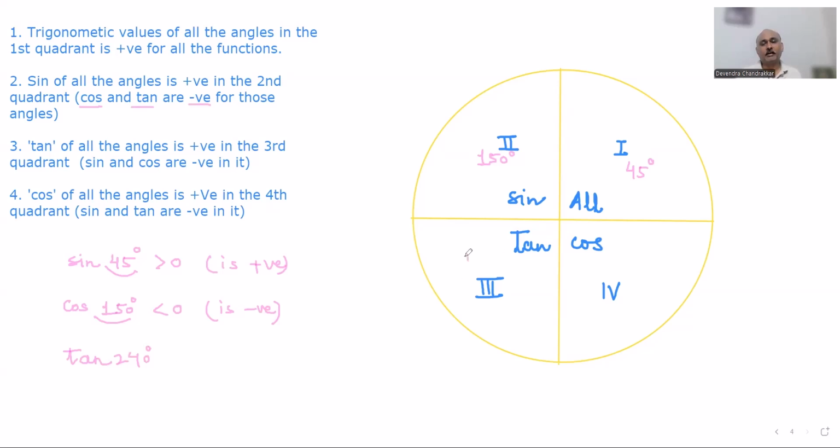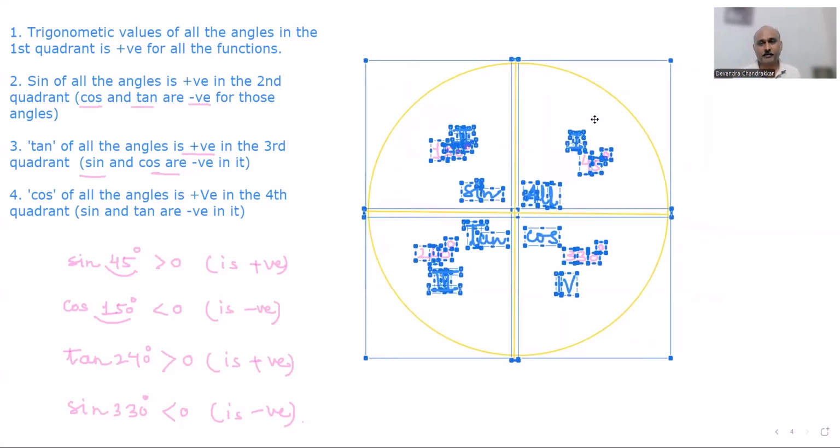What about tan of 240 degrees? Check: 240 degrees lies in the third quadrant. In the third quadrant, tan is positive; sine and cos are negative. So this is greater than 0, so this is positive. What about sine of 330 degrees? All of you, tell me, 330 degrees lies in which quadrant? Fourth quadrant. Very good. So this is negative. Clear? I hope this is clear to all of you. Yes or no, beta? समझ आया आप लोग? Yes, sir. Shabash, shabash. Very good.